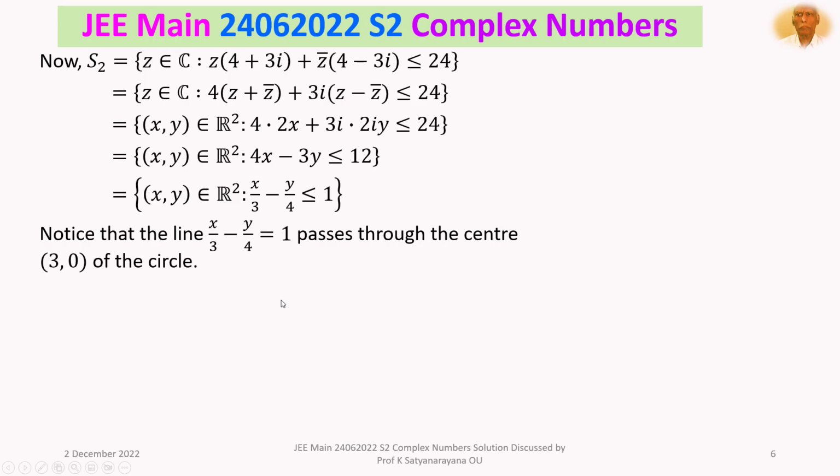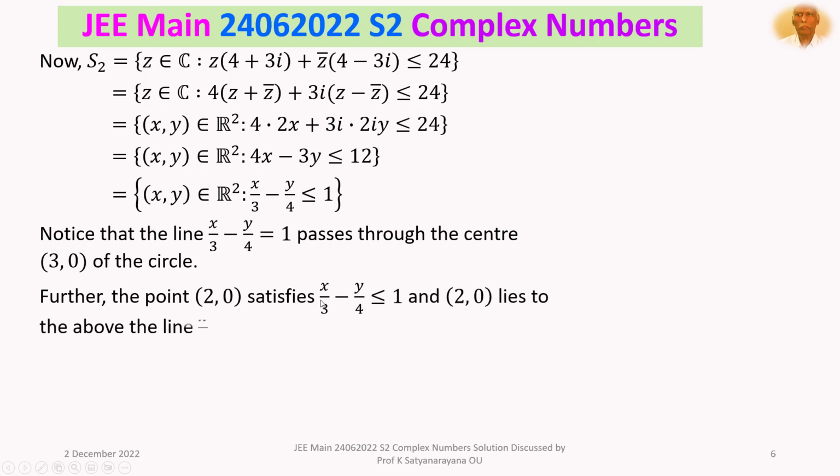So what we have taken is (3, 0), the center of the circle, and take a point (2, 0) on the same real axis, on the left-hand side. Now substitute x equal to 2, y equal to 0: 2 by 3 is less than 1. So the point (2, 0) satisfies this inequality, x by 3 minus y by 4 less than or equal to 1.